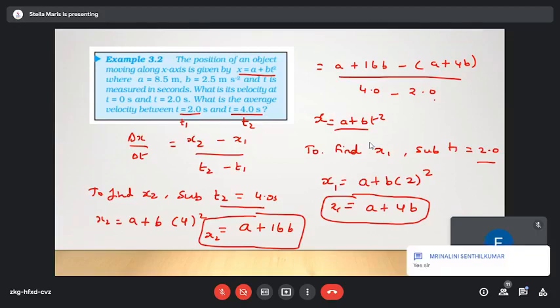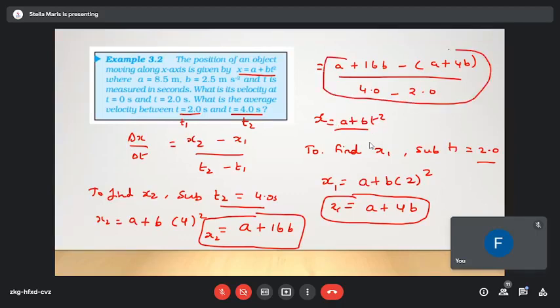Do you want me to solve this problem? Anybody? Yeah, Mrinalini, thank you. Is there anyone who wants me to solve this problem further for them to understand? No, sir. Okay, thank you.